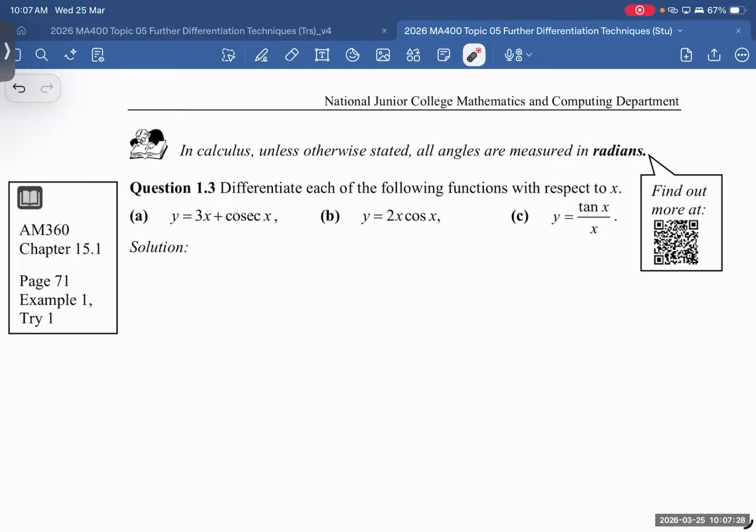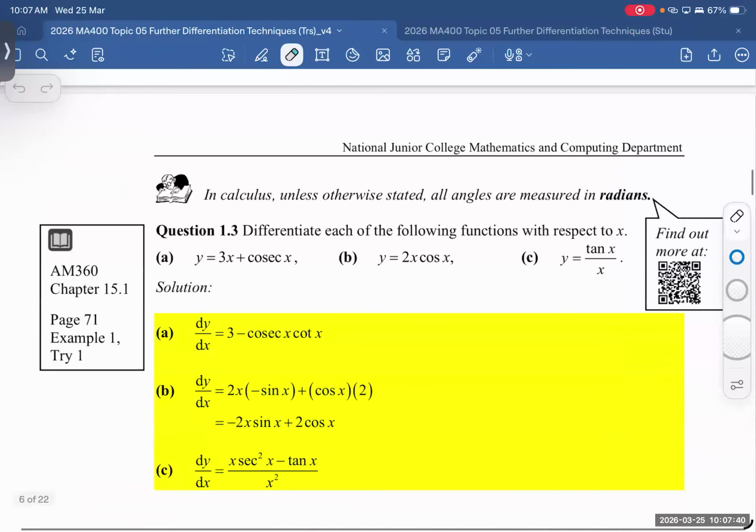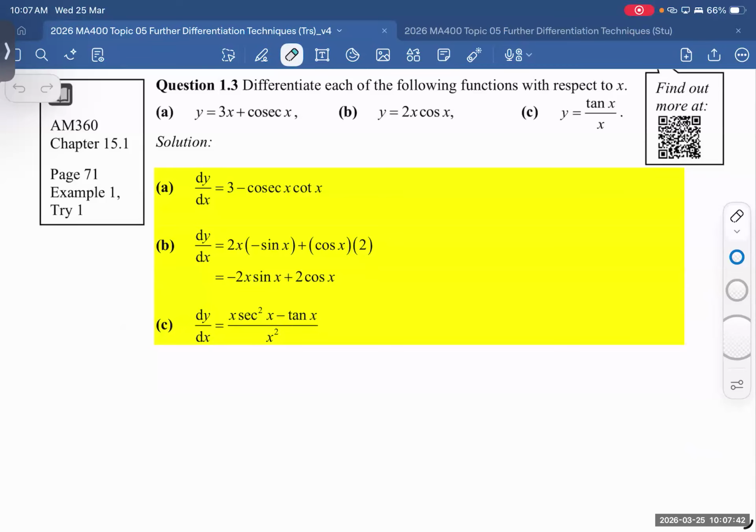Okay, very good. Some of you are already there. So I'm going to show you 1.3. Please take a look and check your answer. I'm going to write the answers in red at the side. Answers in the fraction 1.3: a) minus cosecant x cotangent x; b) minus 2x sin x plus 2 cos x; c) x secant square x minus sine square over x squared.